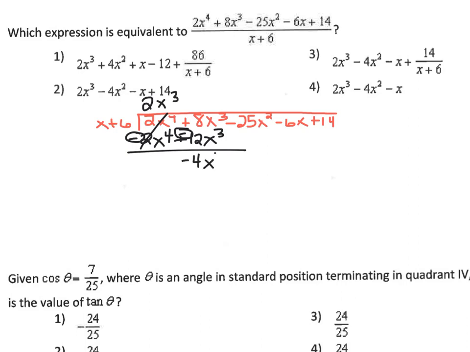Now we want to bring down the next term, minus 25x squared, because if we have two terms out here, we want to have two terms down here. Then you say, what do I multiply x by to give me negative 4x cubed? That would be negative 4x squared. Now let's distribute the negative 4x squared to the x plus 6. Negative 4x squared times x is negative 4x cubed, and negative 4x squared times 6 is negative 24x squared.